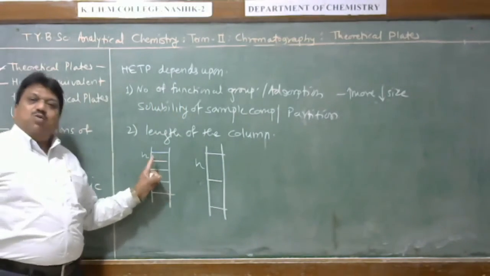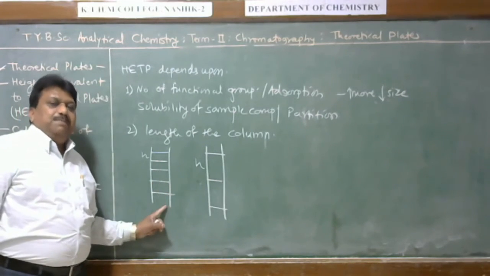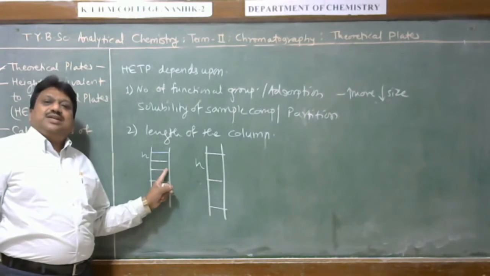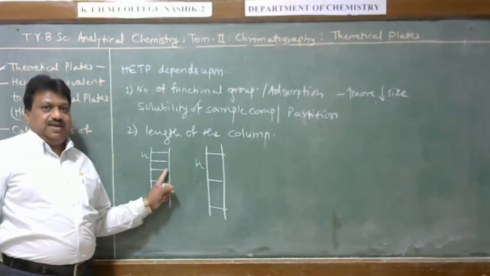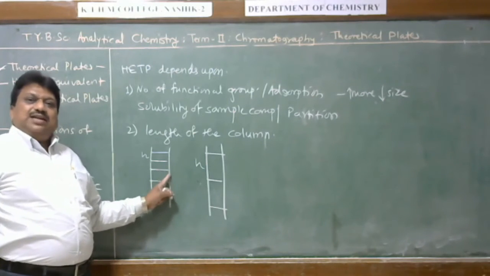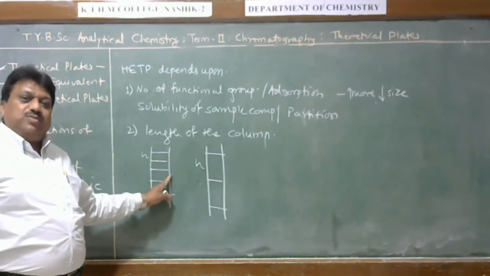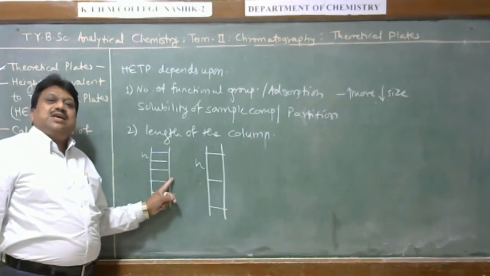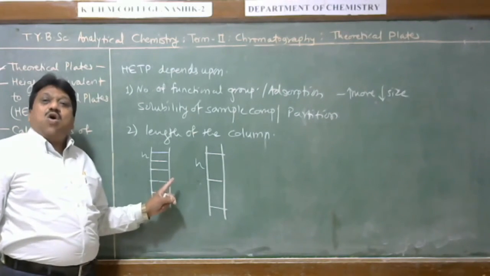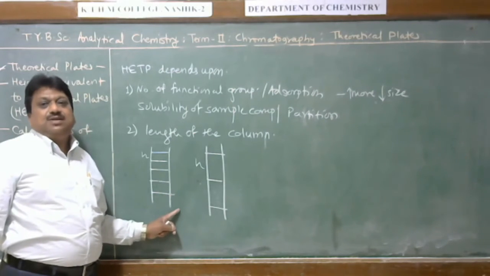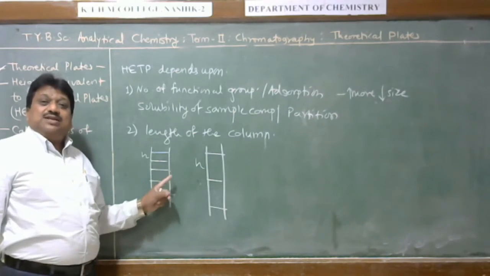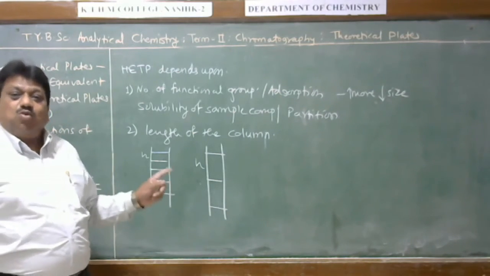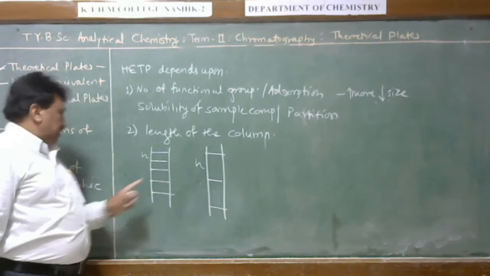If a column has more theoretical plates, it means that the column undergoes more distribution and redistribution equilibrium. If the column undergoes more distribution equilibrium, then it has more efficiency of separation of sample components. That column has the capacity to separate more components from each other.